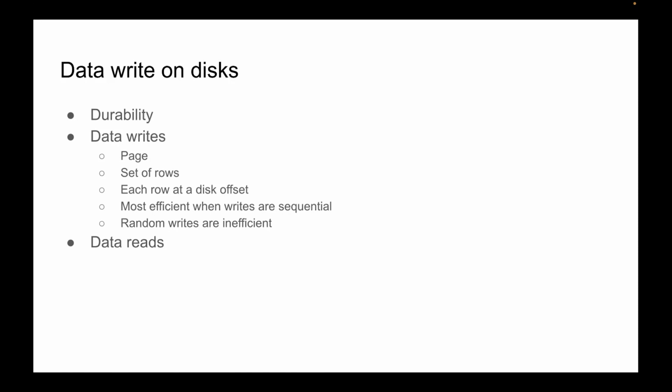What about data reads? Again, data reads are sequential. So you read from offset 0, offset 1, offset 2, offset 3. It's very fast on SSDs, but it's a bit slower on HDDs. But the fundamental philosophy remains the same, that you read sequentially from disk.